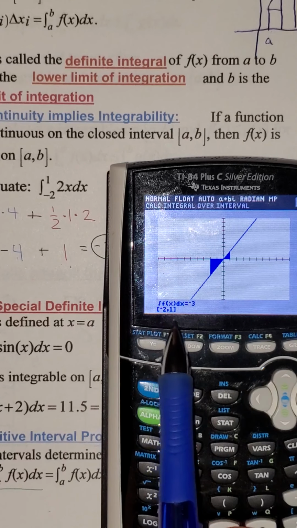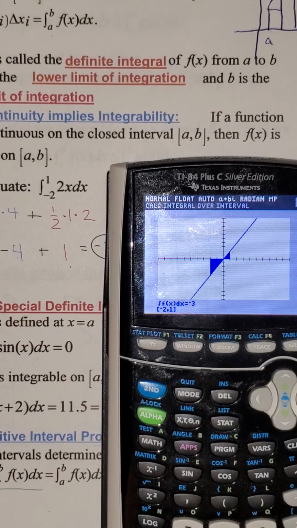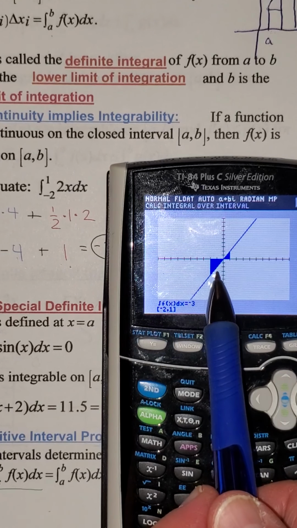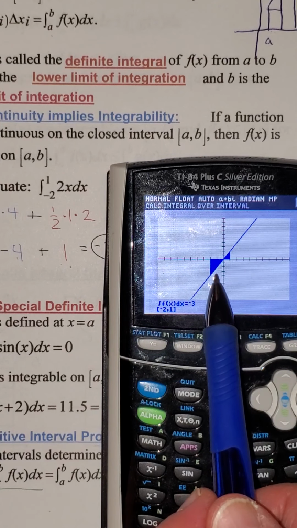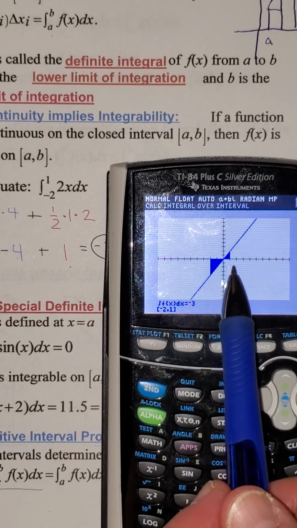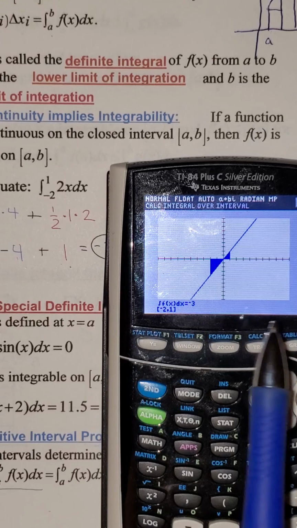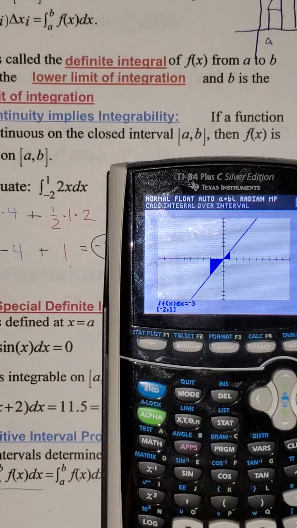The integral from -2 to 1 is equal to -3. It considers that area to be negative. If there's more area shaded below the x-axis than above, the answer is going to be negative. If there's more area shaded above the x-axis than below, the answer is going to be positive. Yes, sometimes if the areas are equal above and below the x-axis, you can get an integral that's 0.